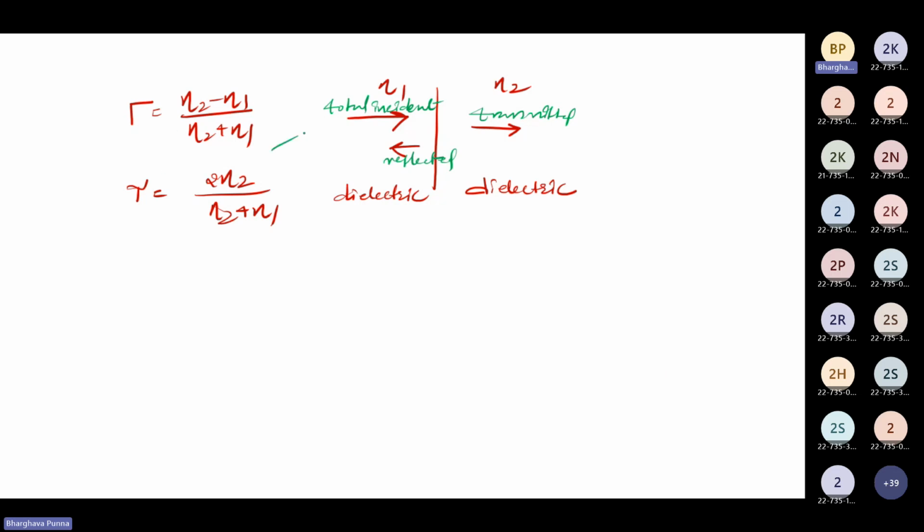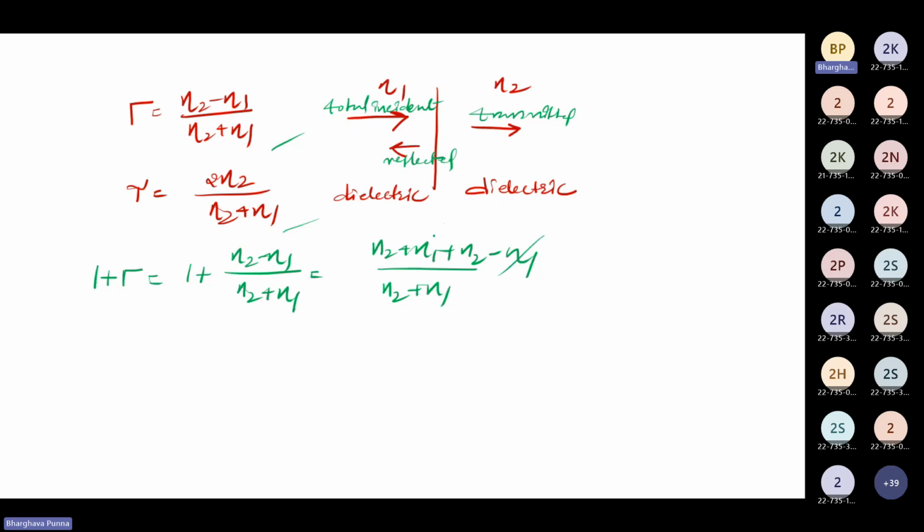Now you see the gamma equation and the tau equation. Now you try to get 1 plus gamma. What will you get? 1 plus eta 2 minus eta 1 by eta 2 plus eta 1. The LCM is eta 2 plus eta 1. In the numerator, you will get eta 2 plus eta 1 plus eta 2 minus eta 1. So eta 1 will be cancelled. You get 2 times eta 2 by eta 2 plus eta 1. This is exactly equal to tau. So 1 plus gamma is equal to tau. This is the relation between gamma and tau.